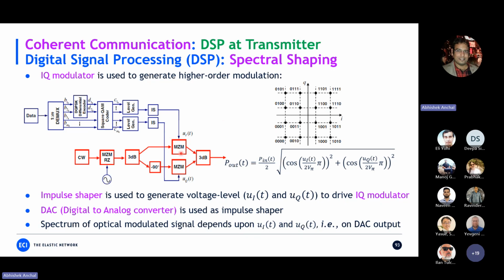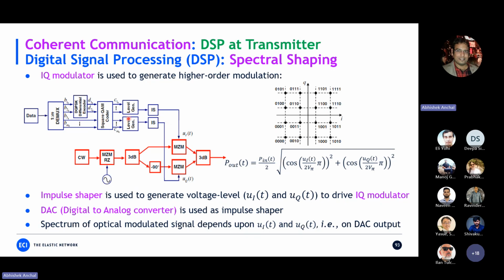These modulators are driven by voltage, so we must convert those symbols into voltage levels. They use what is called a level generator to generate certain levels. Then we use something called the IS, impulse shaper. The purpose of the impulse shaper is to convert this voltage into the optical signal, and the optical signal output depends upon what voltage is coming in. So the shape of the voltage determines the shape of the optical signal which is going to be transmitted into the fiber. And the shape of the optical signal determines the performance of the channel in the network, because the nonlinearity overall depends upon what the channel's spectral shape looks like.